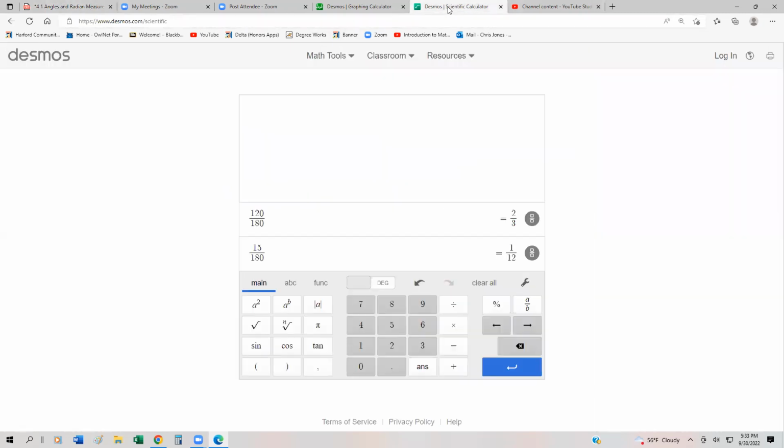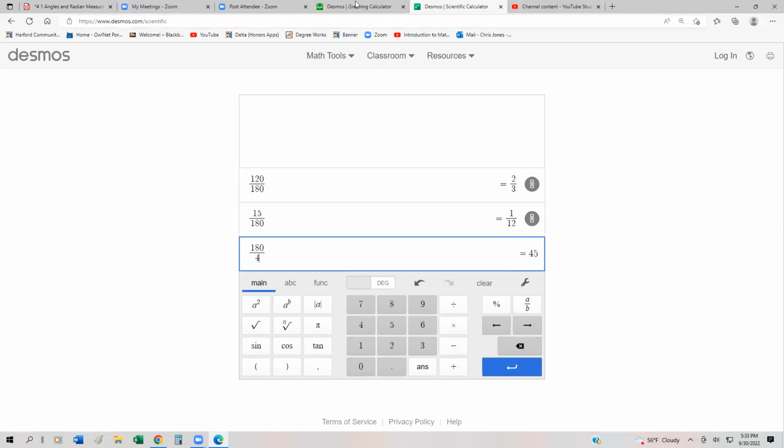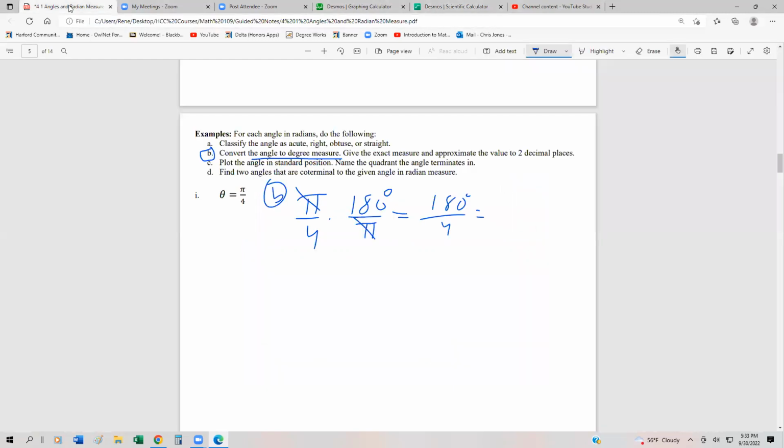But again, we can just use our calculators just to verify. So if I take 180 divided by 4, that's going to give us 45 degrees. Now that's going to help us, all right, because what we can do is we can give letter A a little bit easier, and we could say that it's an acute angle. All right, so remember, any angle that's between 0 and 90 degrees is an acute angle.